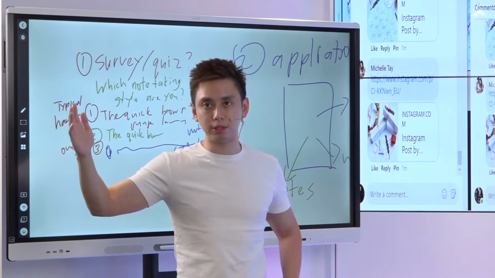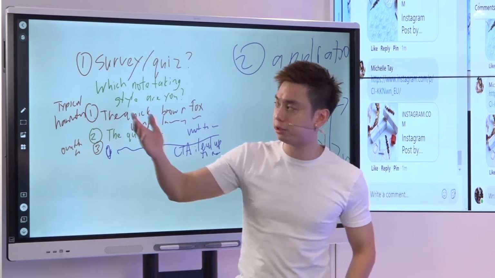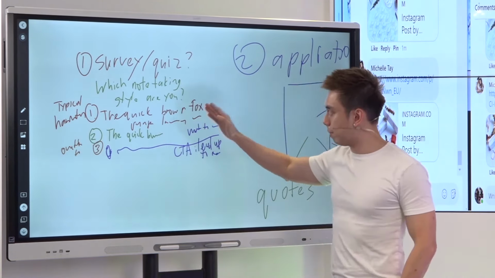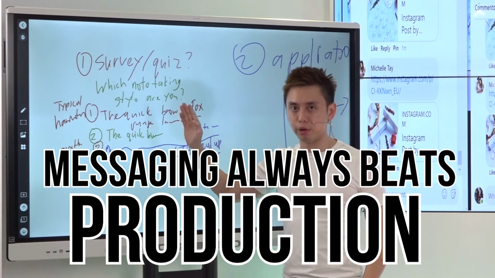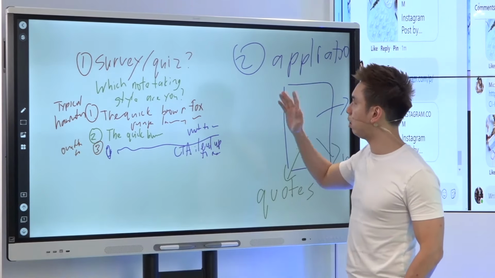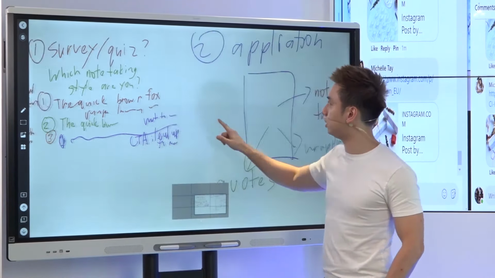A video can be 6 figures, in some cases 7 figures, 5 figures. So remember, messaging always beats production. It's not about the budget or making a great ad, it's about your message. And it doesn't need to be high quality or high production value. It could be just showing your audience the application of it.